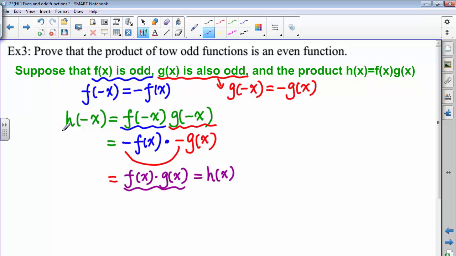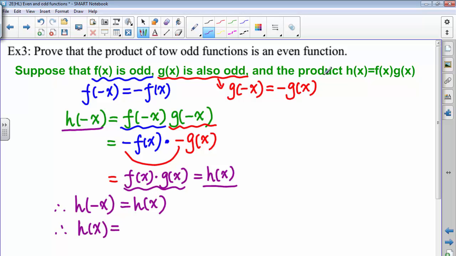So in this case, we can see this h of negative x is the same as h of x. Then we can say this function, which is a product function, equals f of x times g of x, is an even function. So this conclusion is also a correct one.